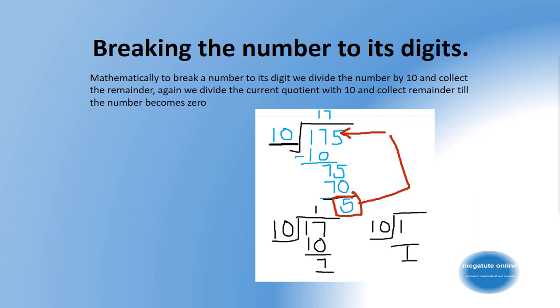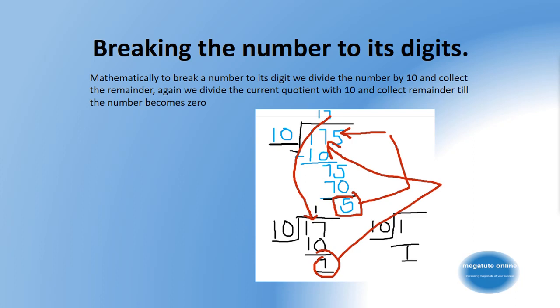Now in the next step, I'll divide this quotient. The quotient of this will come here and serve as a dividend. So 17 will now be divided by 10. All right, now this time the quotient is 1 and the remainder is 7. So this remainder is the second digit from the end of the original number.